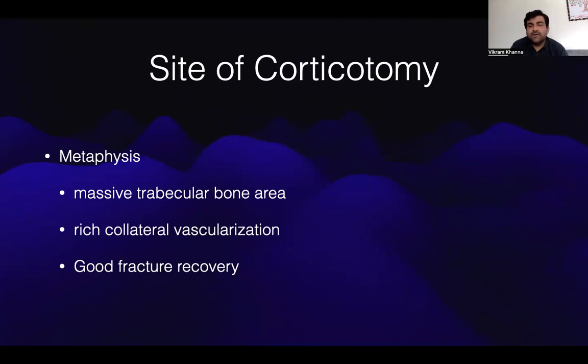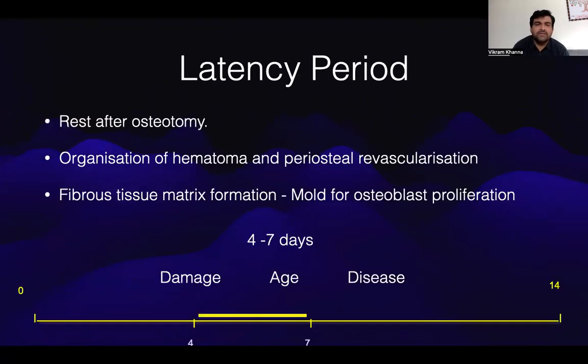Now, the site of corticotomy can be done in the metaphysis or the diaphyseal region. The metaphysis is obviously a better area for the osteotomy, as it has a massive trabecular area with rich collateral vascularization and good fracture recovery rate.